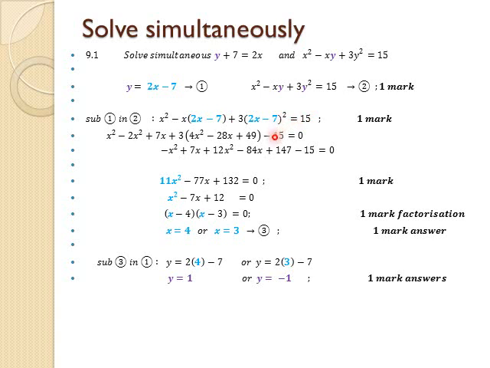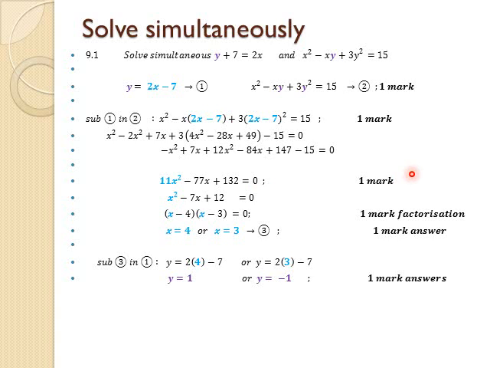So if I simplify now, I have x squared minus 2x squared gives me minus x squared. I have 7x. 3 times 4x squared gives me 12x squared. Positive times negative is negative. 28 times 3, 84x. And then 3 times 49, 147 minus 15. And if we simplify, 12x squared minus x squared gives me 11x squared. Minus 84x plus 7x would give me minus 77x. 147 minus 15 gives me 132 equal to 0. So 1 mark for writing in standard form.